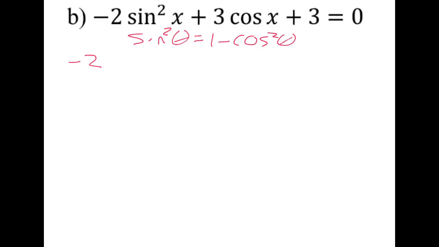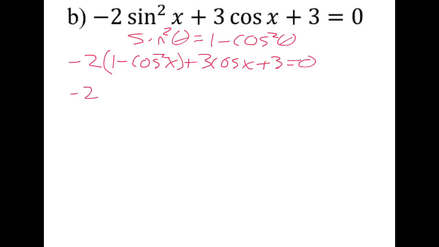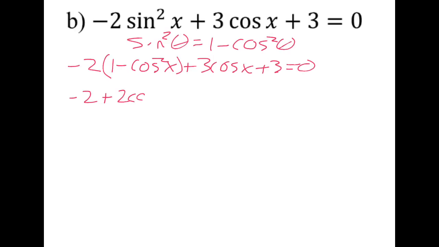So I can say that negative 2 instead of sine squared x, I can say 1 minus cosine squared x plus 3 cosine x plus 3 equals 0. And that might look messier to you, and it is for the time being, but let's distribute that negative 2 to get negative 2 plus 2 cosine squared x plus 3 cosine x plus 3 equals 0. And notice I'm going to combine that negative 2 with this 3 to get a positive 1 right there.